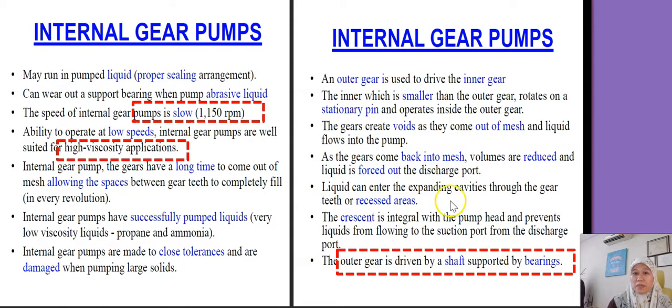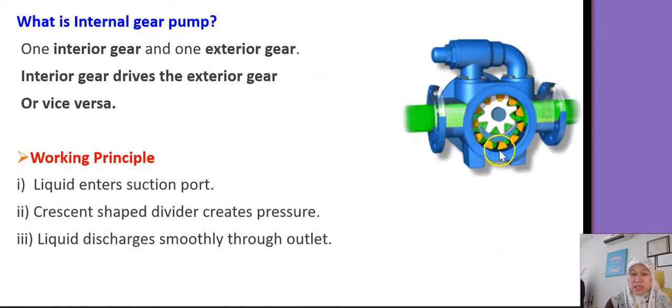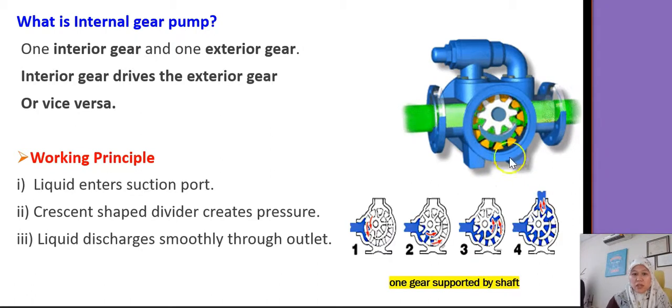Okay, apa yang bezakan internal dengan external tadi? Kedudukan gear tadi. Okay, let's see. Nampak tak? Tadi external dia ada 2 gear rotating against each other. Kali ni dia ada exterior and interior. Okay, exterior gear di luar dan dalam dia ada satu lagi gear, interior gear kita panggil. Okay, usually shaft ni dalam ni, okay, one gear salah satu, it can be the interior atau it can be the exterior yang dipegang oleh shaft. So satu lagi ni dia follow. So nampak tak dia rotate arah yang sama.